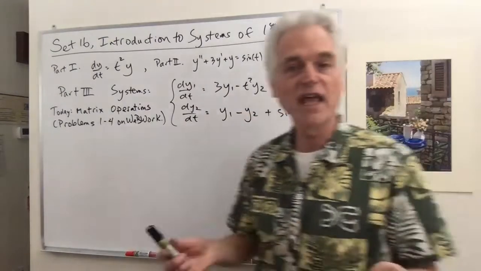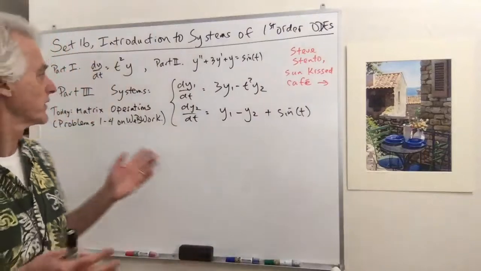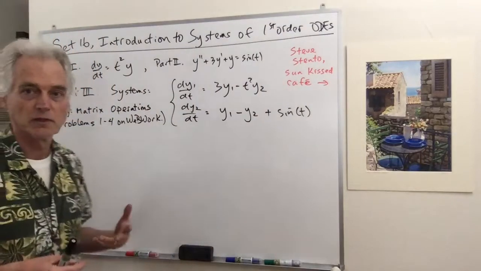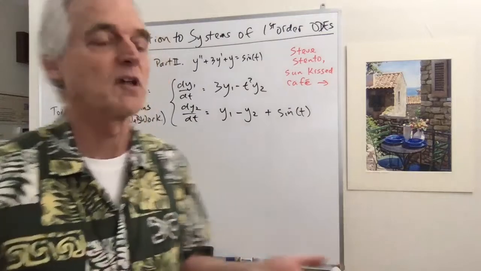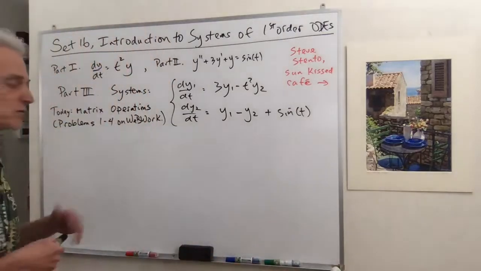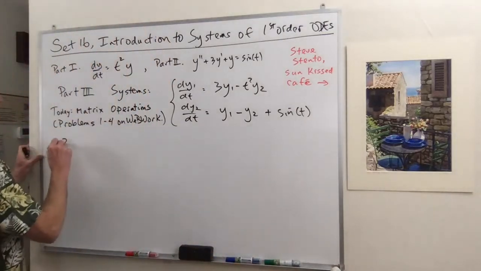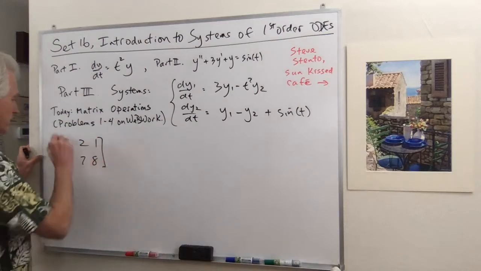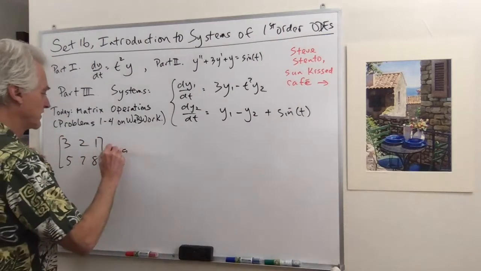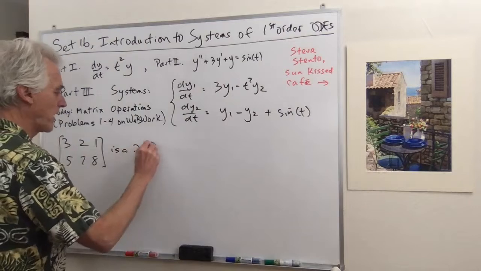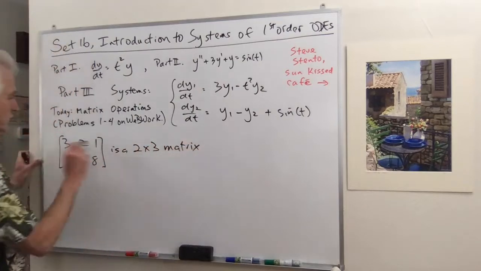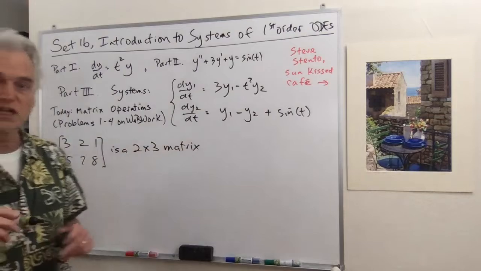All right, so today I'm mainly going to be talking about matrix operations. Okay, so first, what is a matrix? So something like this, 3, 2, 1, 5, 7, 8 is a 2 by 3 matrix. So 2 rows and 3 columns.